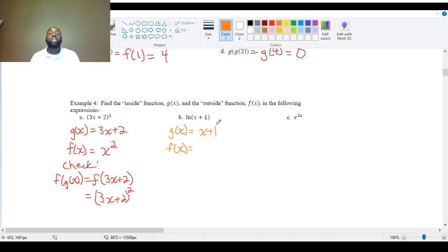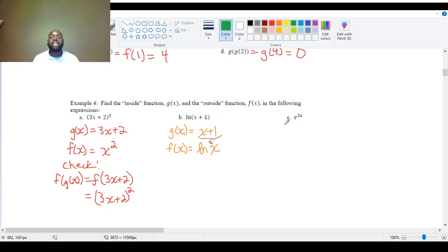And since I'm taking the natural log of it, when you write your outside function, you do the natural log of just a variable, because that's what you're doing to the inside function. Again, you can check yourself. When you check yourself, all you're going to do is plug in this x plus 1 for x here, and you'll see that you get the same thing you started with.